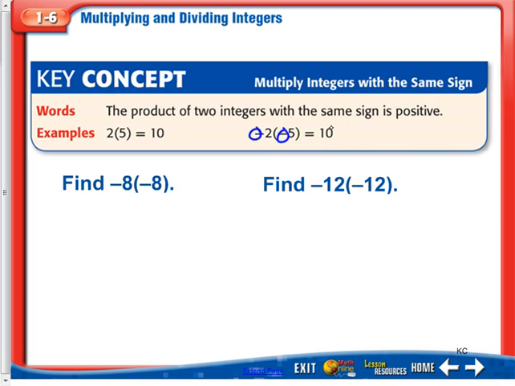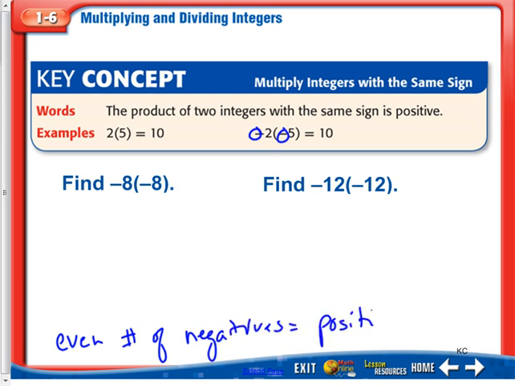So we might want to write that down somewhere. Even number of negatives equals positive. Odd number of negatives equals negative.